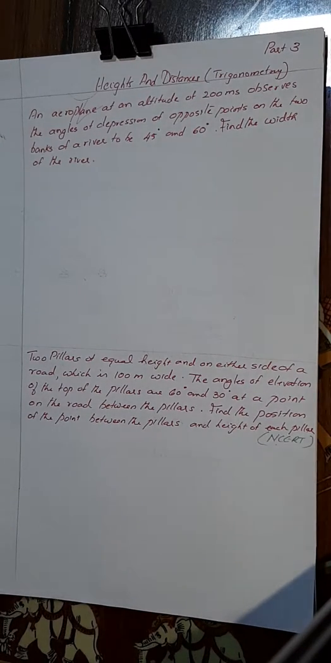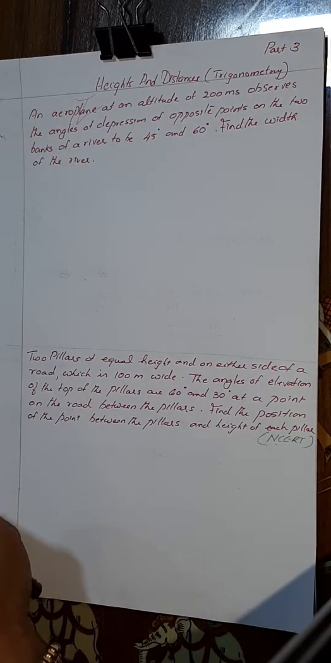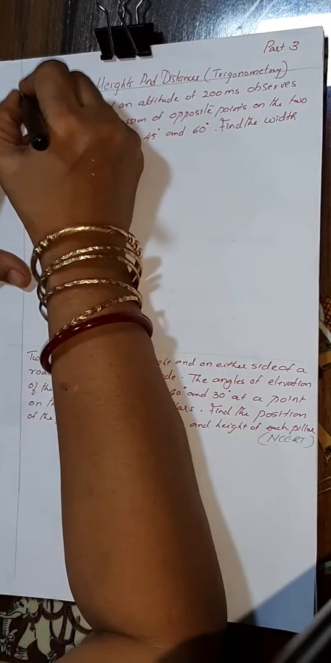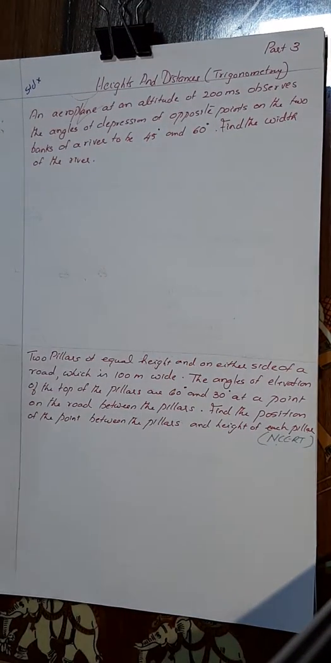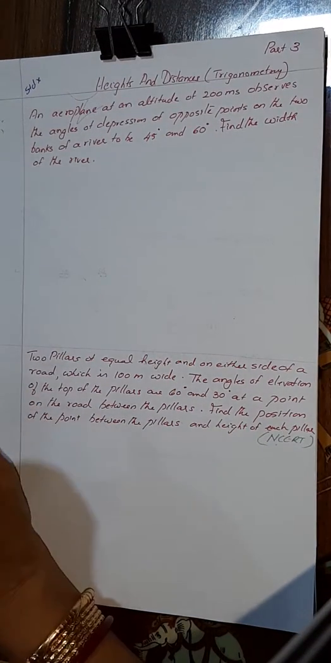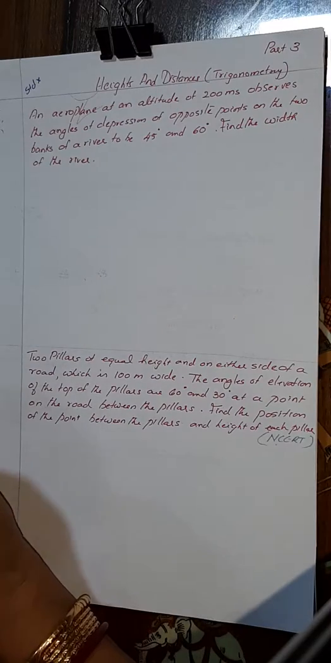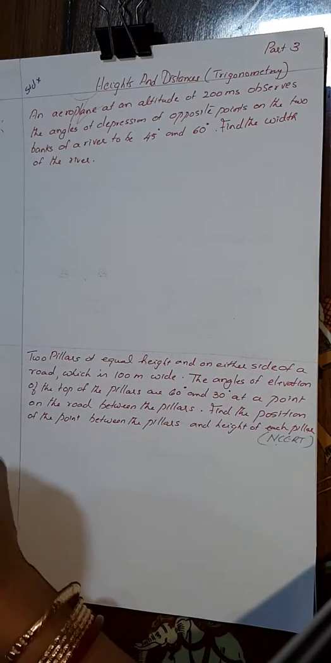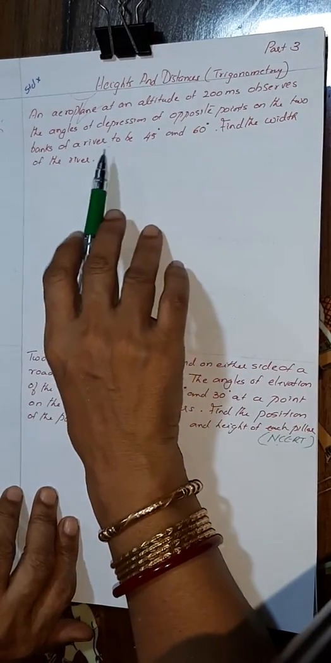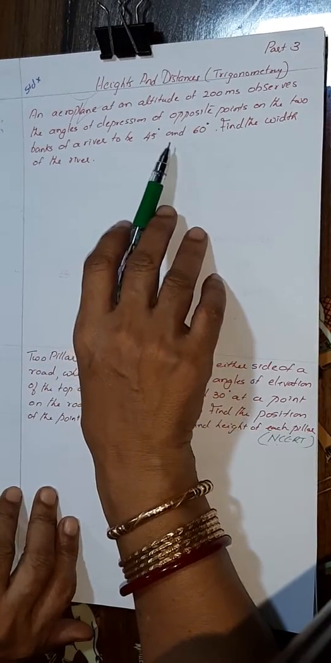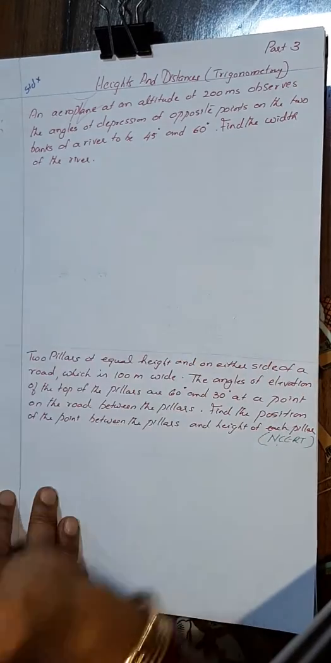The chapter is heights and distances for standard 10, and this is part 3. Here the question: an aeroplane at an altitude of 200 meters observes the angle of depression of opposite points on the two banks of a river to be 45 and 60. Find the width of the river.